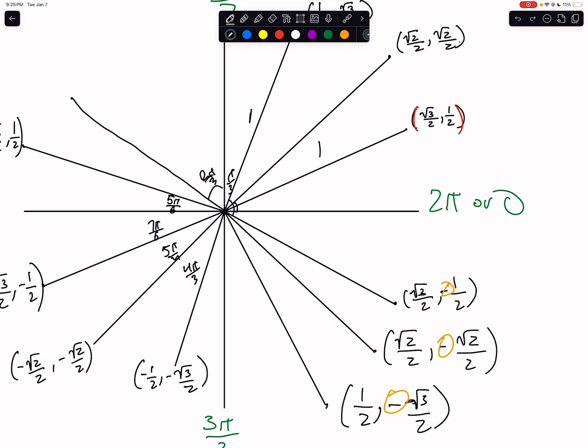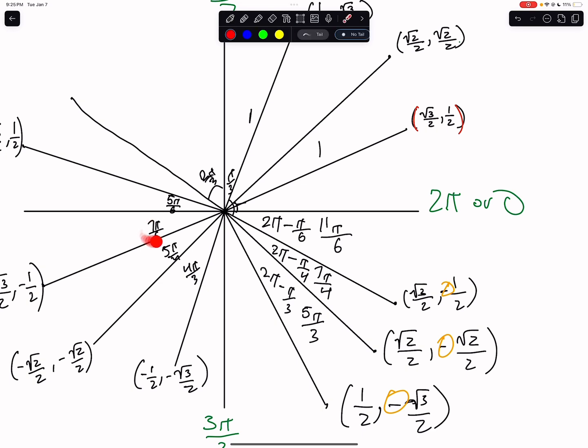So really, this guy is just 2 pi minus, for example, this one is pi over 6. And then this one here would be 2 pi minus pi over 4. And then this would be 2 pi minus pi over 3. And if we actually did that here, this would be 11 pi by 6, and this one 7 pi by 4, and then this would be 5 pi by 3. So there we go. That's our unit circle.